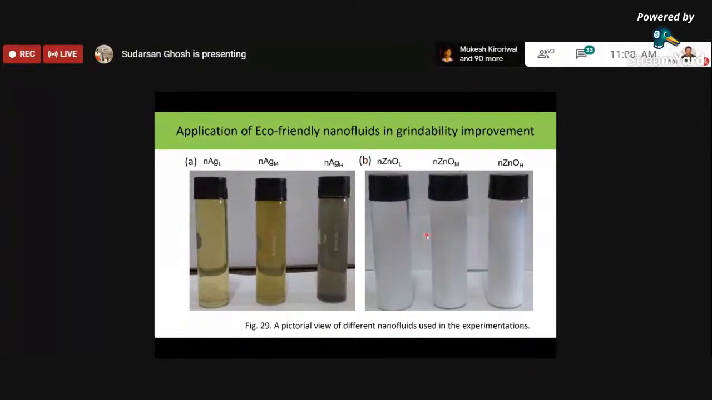Now, the right hand side is basically zinc oxide. So zinc oxide nanoparticles were mixed with deionized water, and this is how they look after the sonication process. They form something like a colloidal solution, as you can see. So the nanoparticles get distributed within the fluid medium.